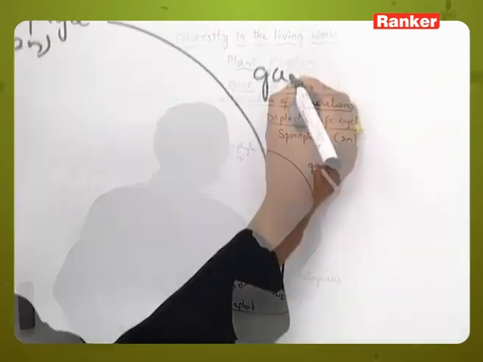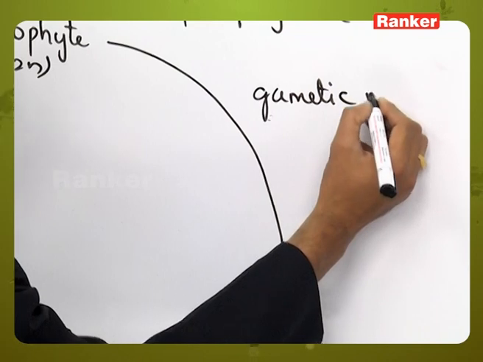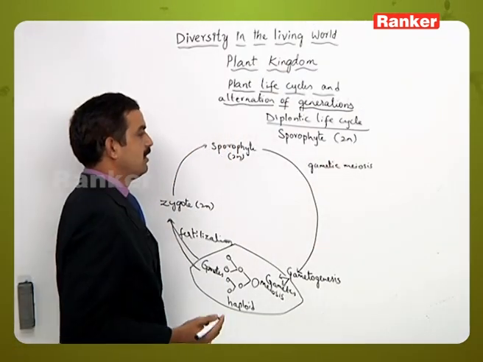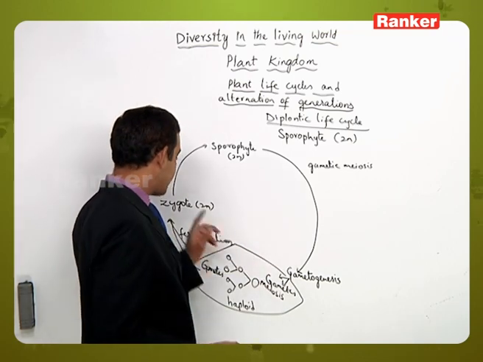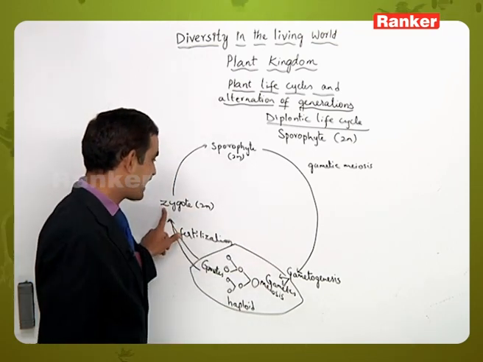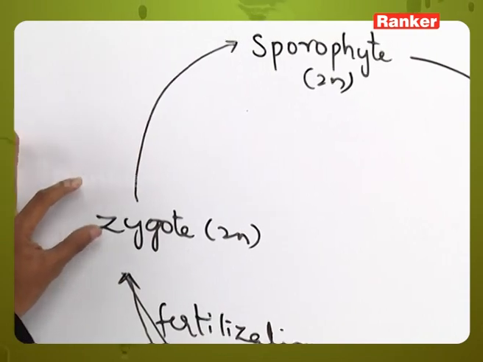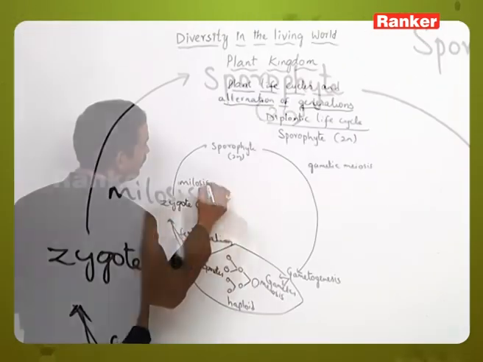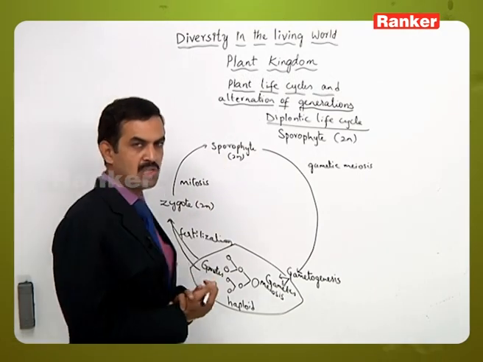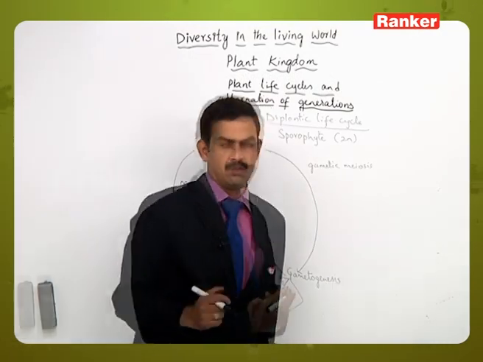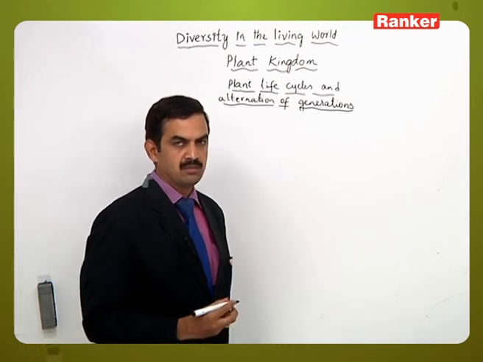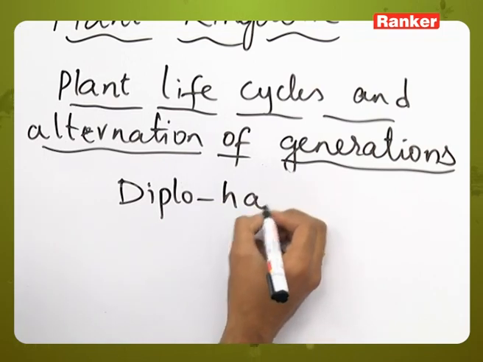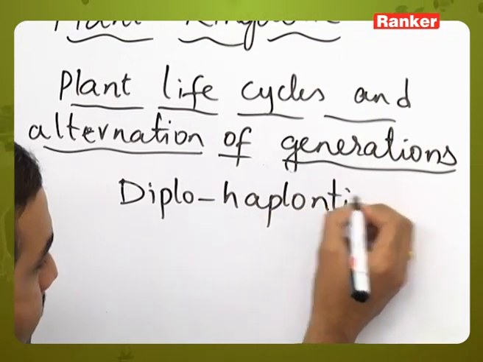So they exhibit gametic meiosis. When gametic meiosis takes place, that results in haploid gametes resulting in a diploid zygote. The diploid zygote will undergo mitosis to produce a sporophyte, which is also diploid in its condition. So the next type of life cycle is the Diplohaplontic life cycle.